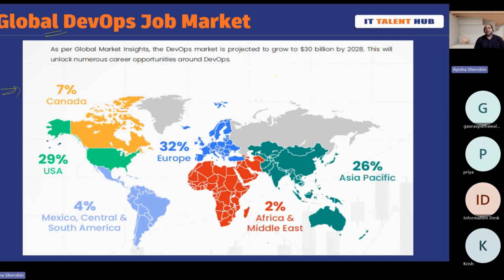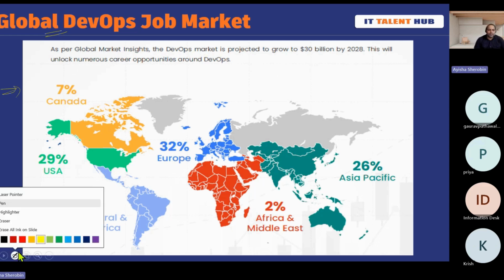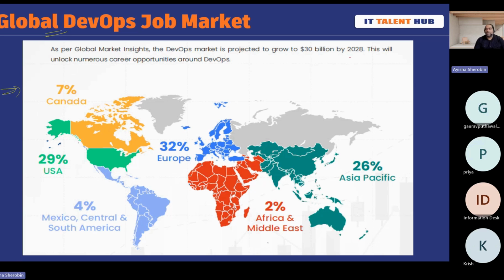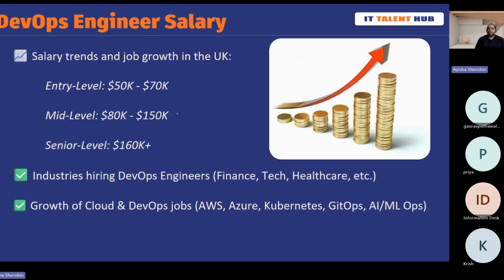Okay, so if we look at the global DevOps job market, the market study says, as per Global Insights, that the DevOps job market by 2028 can increase up to 30 billion. So the projected growth is 30 billion by 2028. And you can see in Europe a lot of improvement, like 32% demand compared to throughout the globe, 7% in Canada and 29% in the US. So overall in Europe, a lot of demand for DevOps engineers.